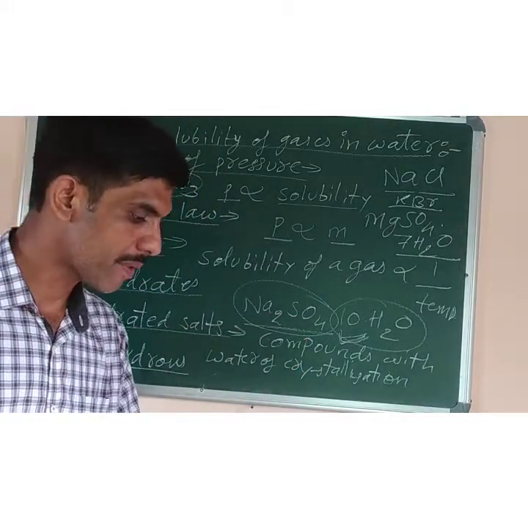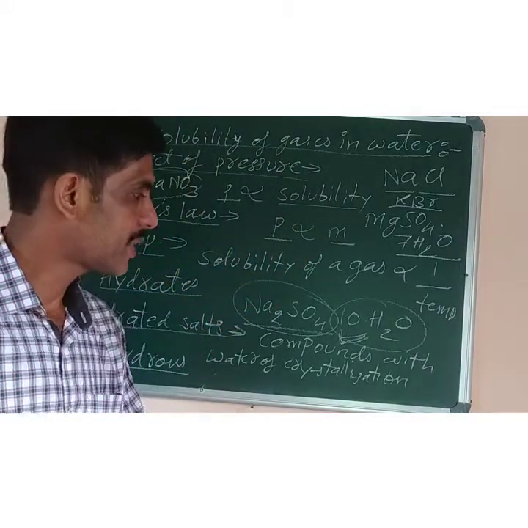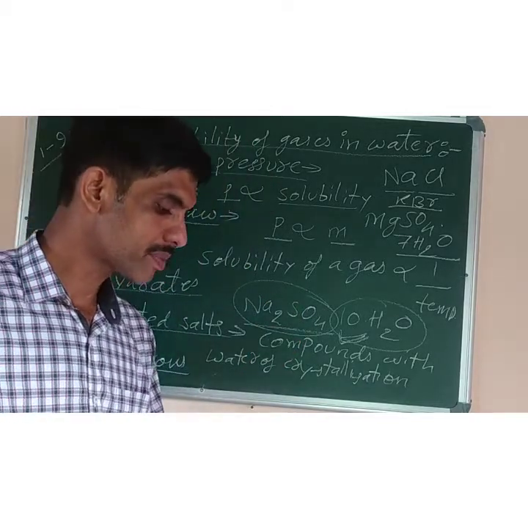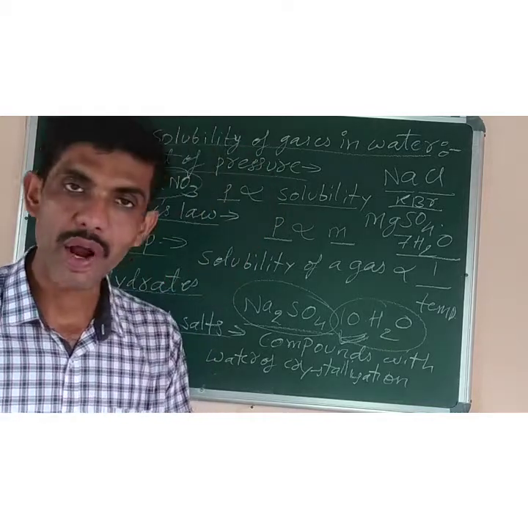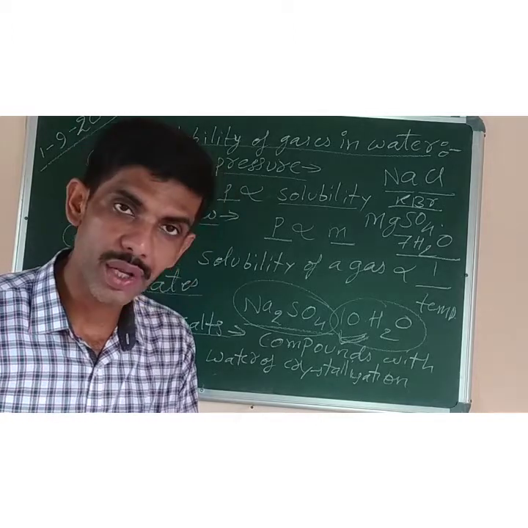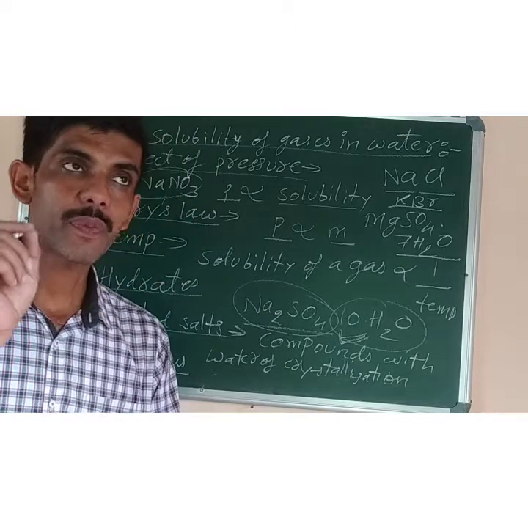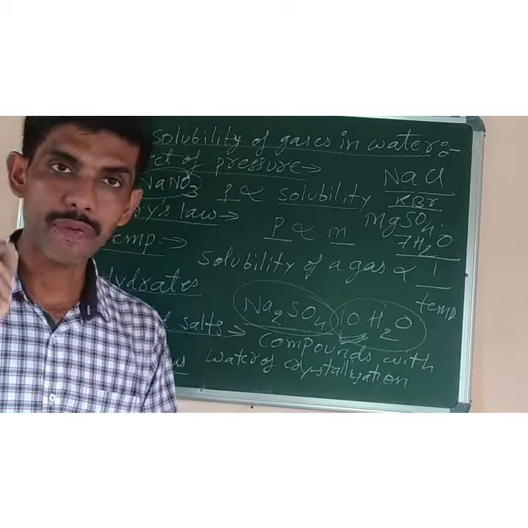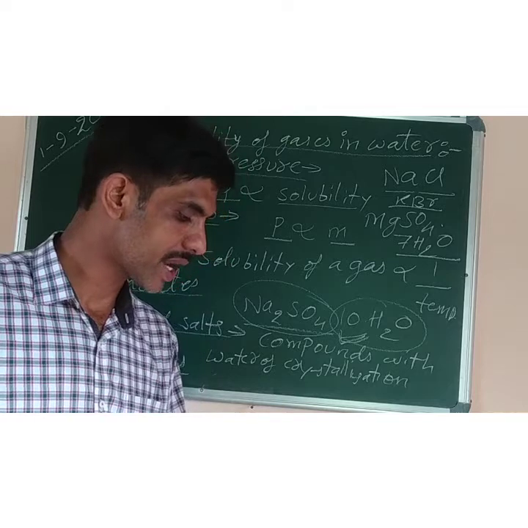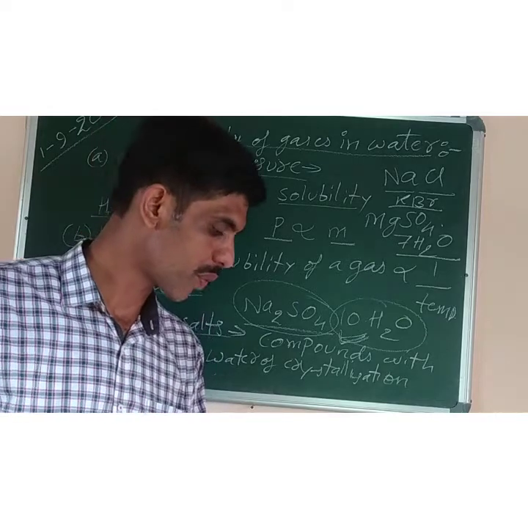Now examples of some efflorescent salts are like copper sulfate pentahydrate. This is also an efflorescent salt. Once it is exposed to dry air, it becomes copper sulfate plus the water molecules are released, and there is a change in color. Earlier it was a blue crystalline solid, that copper sulfate. Now it becomes white powder. When exposed to the atmosphere, it loses water of crystallization. As a result, it changes its color from blue to white.